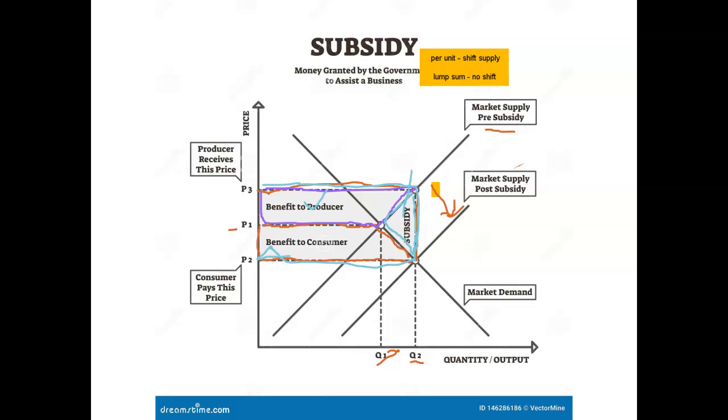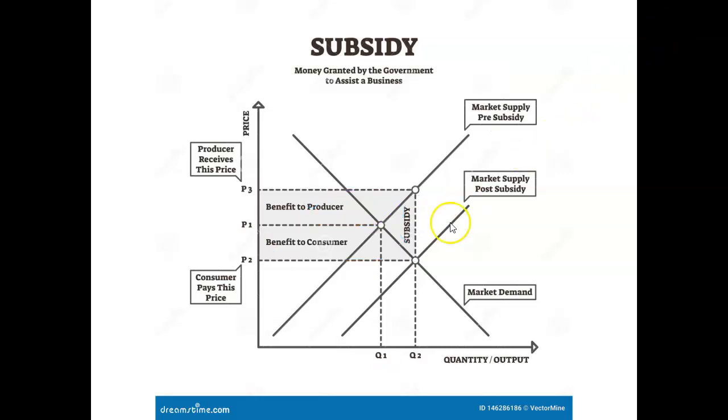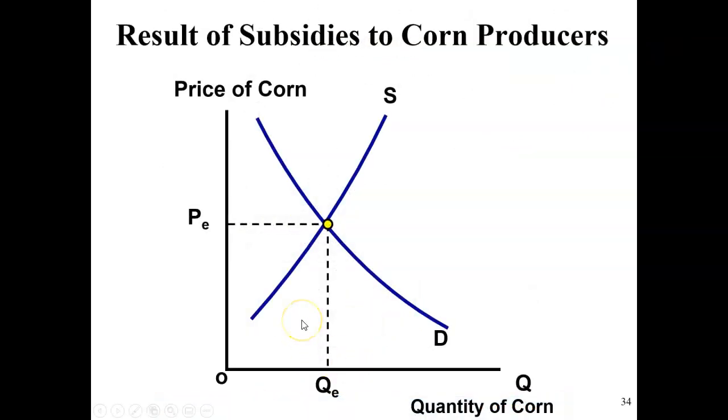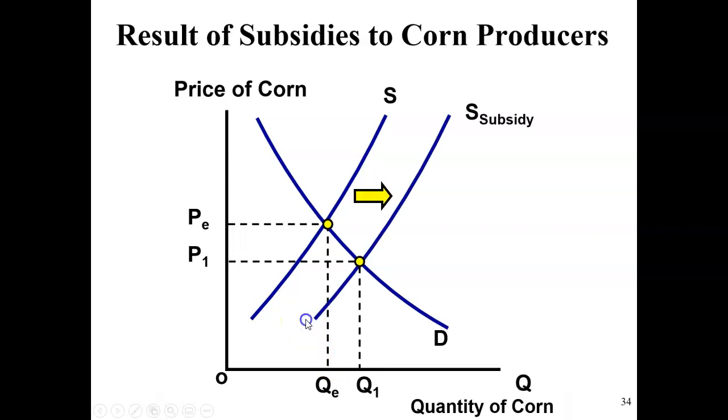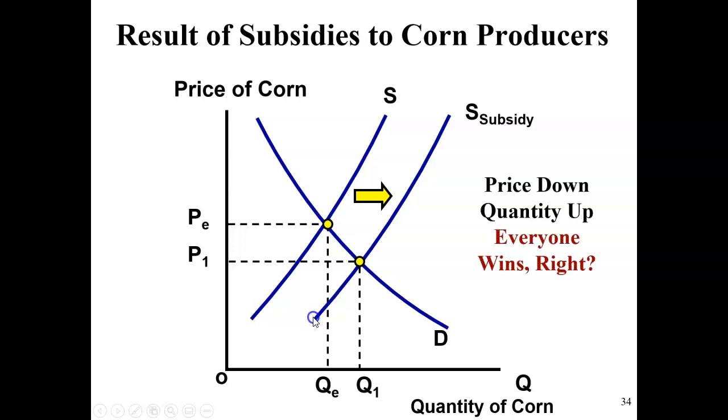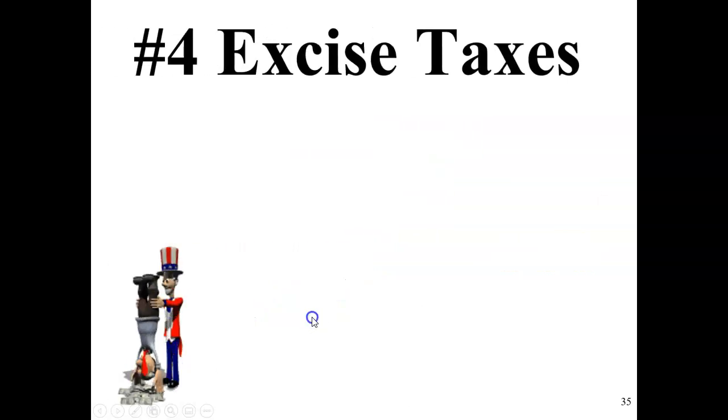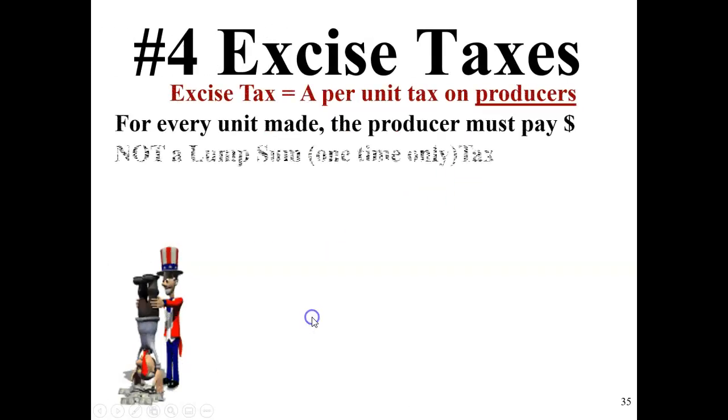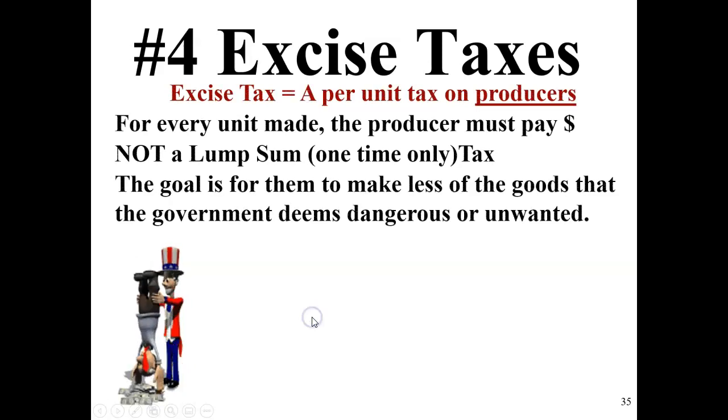So that is the subsidy graph. Let's look at the last thing, which is taxes, something that we spent some time on in class and useful to note. There's our subsidy. That's great. Quantity up. Everybody wins. Excise tax is very interesting. An excise tax is a per unit tax on producers. There can also be a tax on consumers.